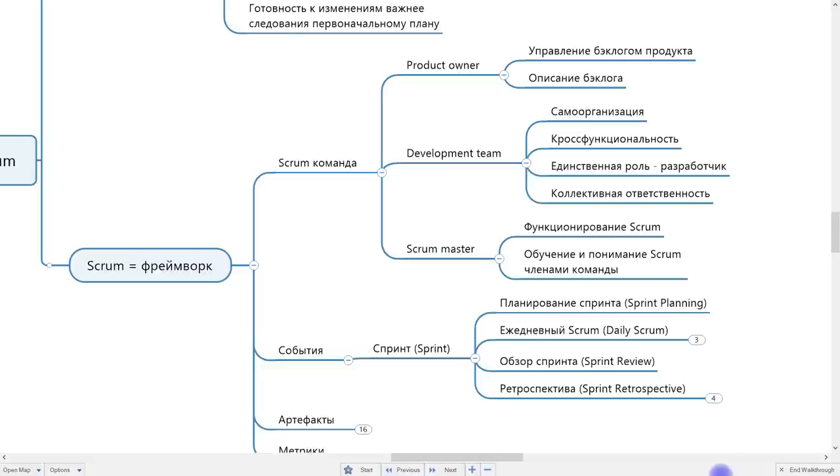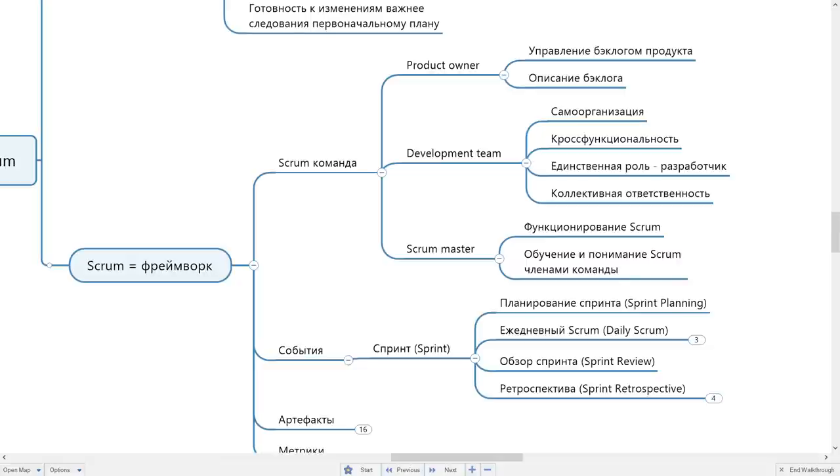And we have four events that are tied to this sprint. This is, first of all, sprint planning, or iteration planning. You may also come across that name. Then the daily scrum, or daily stand-up. You also see that name. Then the sprint review, and retrospectives. Let's talk in more detail about each of these ceremonies.